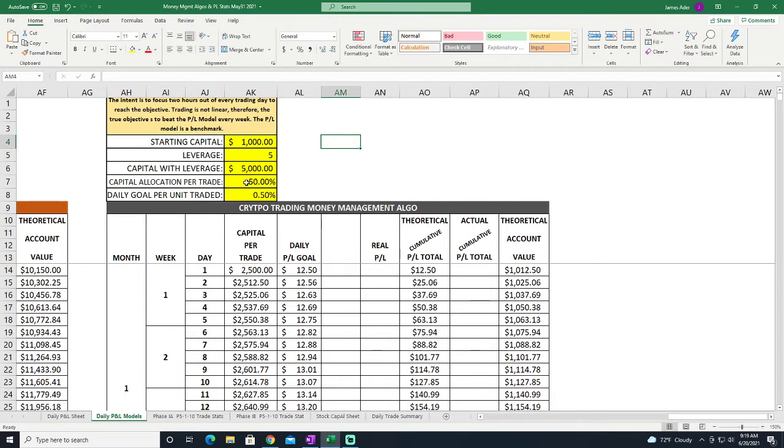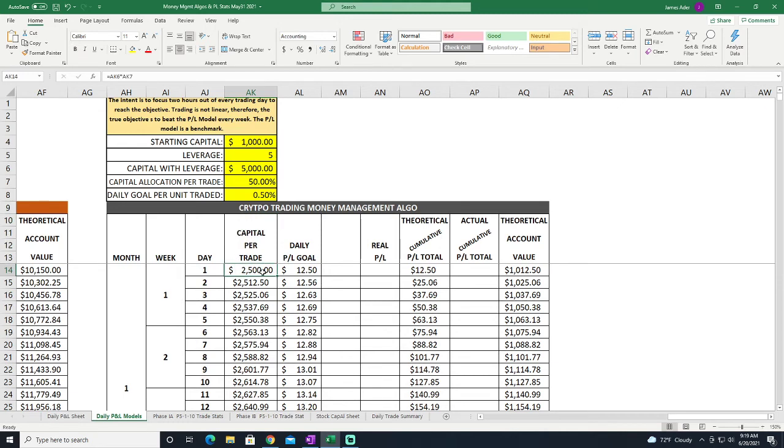We're only going to allocate 50% per trade until we get our data points, because that gives us flexibility focusing on Bitcoin and Ethereum. That'll give us the opportunity to flip between both of those if we get two signals close to simultaneous. Daily goal per trade, 0.5%. That's all we're shooting for. Very conservative. So getting down in here, these columns are all self-explanatory: the month, the week, the day.